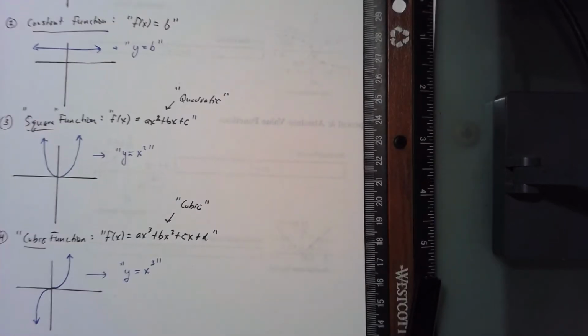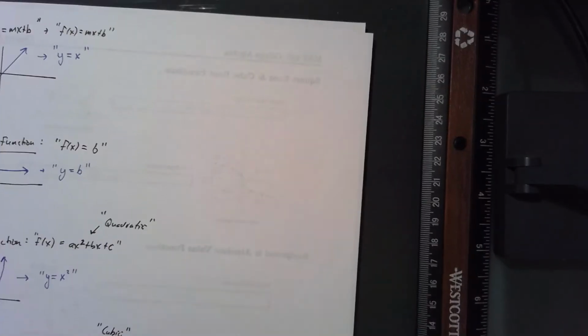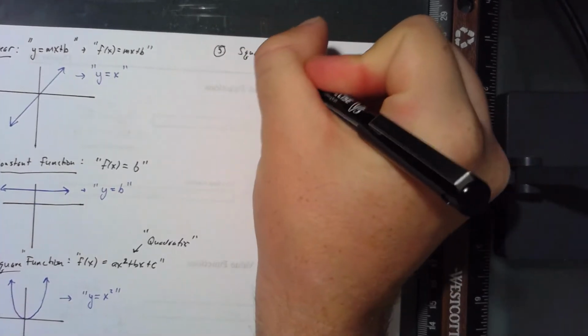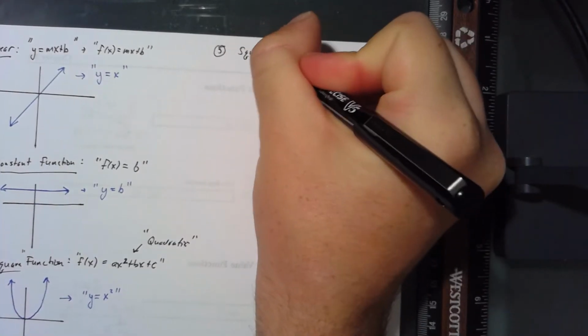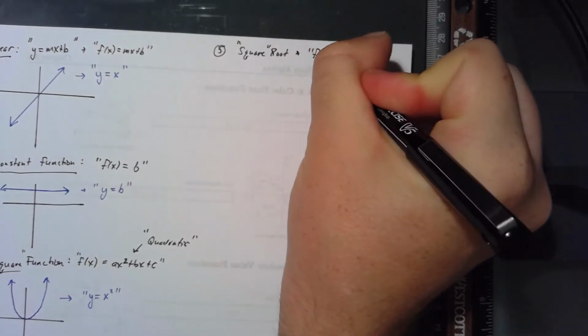There are a few more. Number 5, let me come back up here. Number 5. So the square root function, which means f of x equals the square root of x.